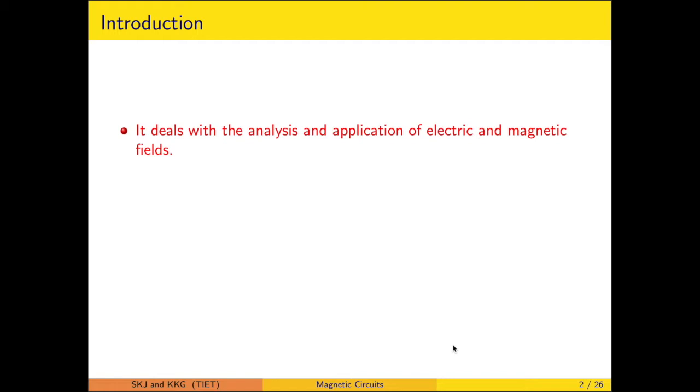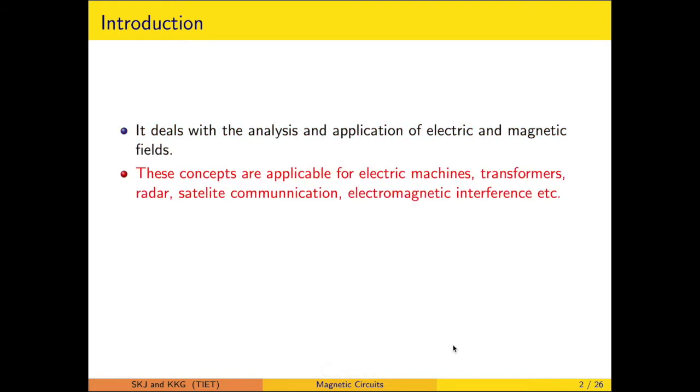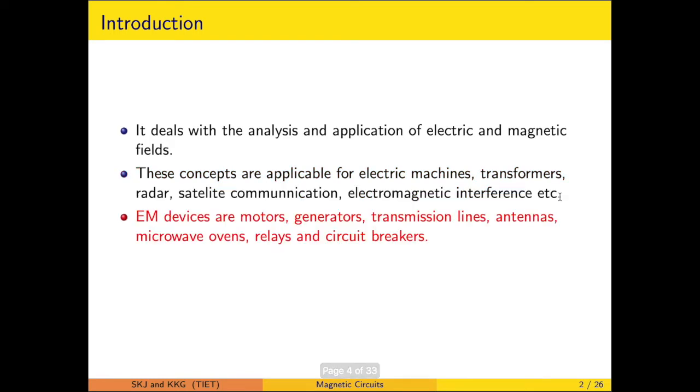The application area is not restricted to only the electrical machines and transformer, but it has application in the radar communication, satellite communication, electromagnetic interference as well. Various devices such as the circuit breaker relays, microwave ovens, etc., they are utilizing the concept of the magnetic circuits. So microwave oven is the appliance which we can easily recognize in our household.